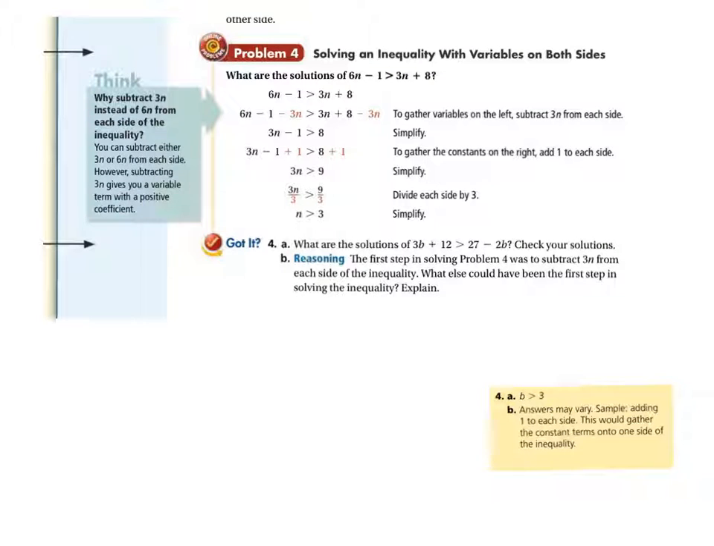Alrighty, continuing on our quest for solving fun stuff. Solving inequalities with variables on both sides is no different than what we've been doing, folks. Obviously we're going to move variables to one side and the numbers to the other side. In this case, we start by moving the 3n over by subtracting it from both sides. Then we move the 1 over by adding it to both sides. And then we're dividing by a positive, so we don't flip anything.